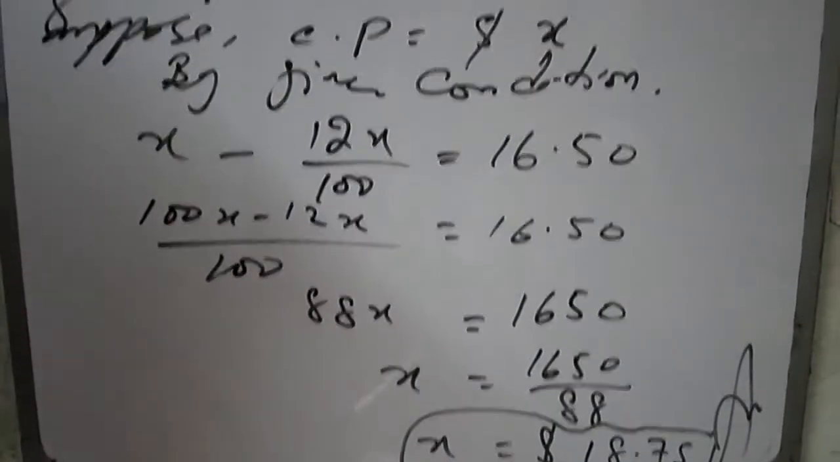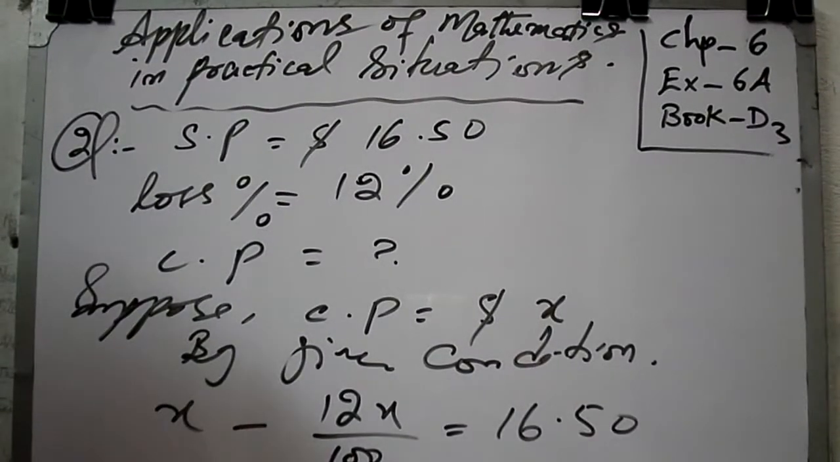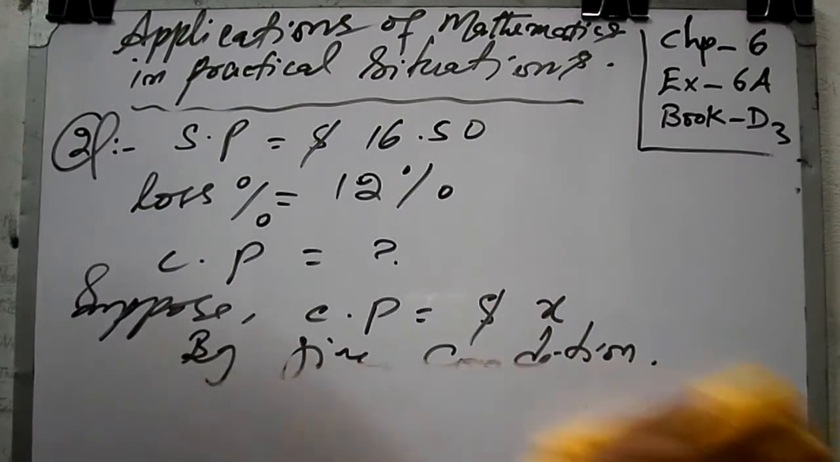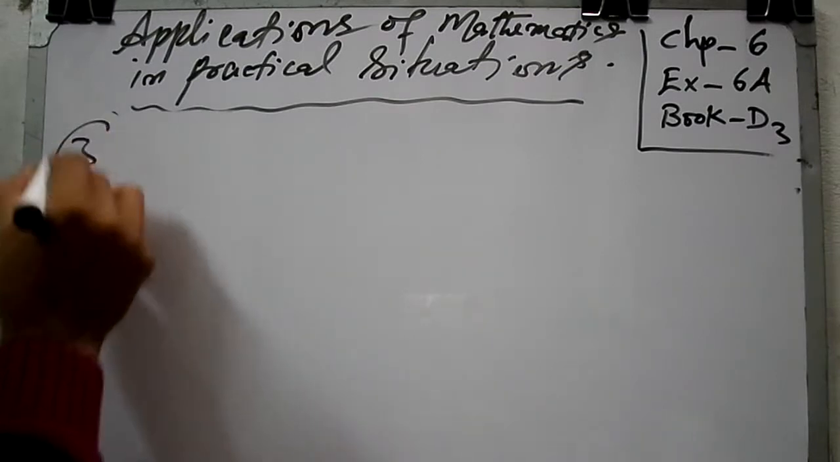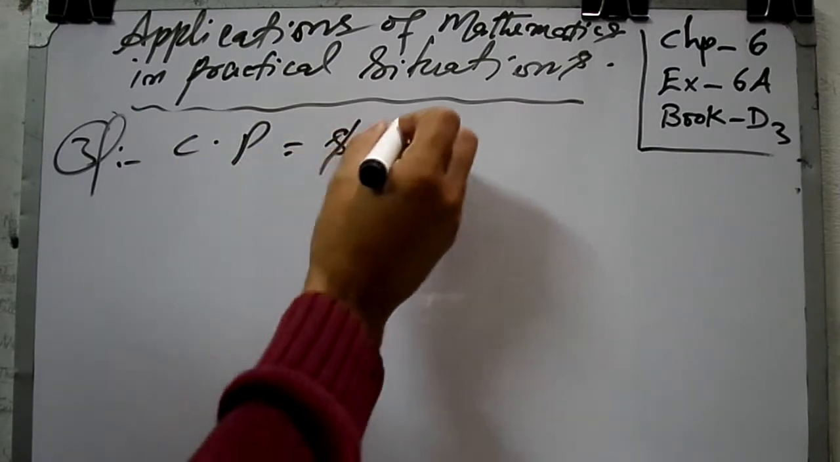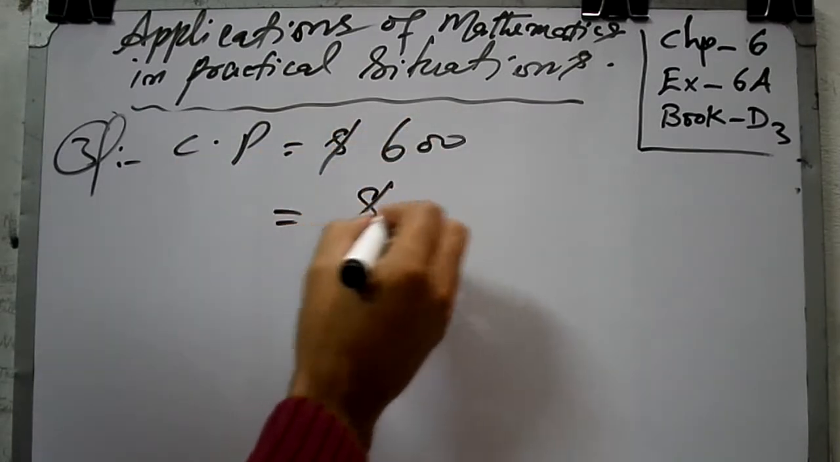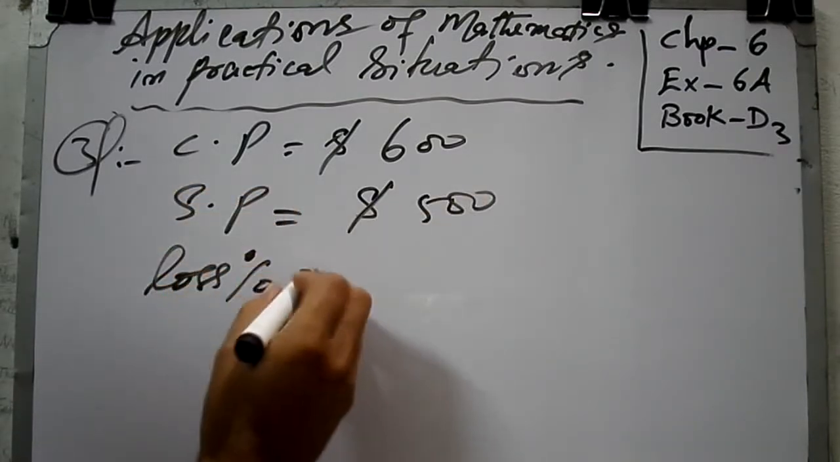Now coming to the question number 3. Peter bought an antique chest for $600 and was forced to sell for $500. Find the loss as a percentage of the cost price. Okay. Question number 3. Cost price is given, that is $600, and sale price is 500, and loss percentage we have to find.